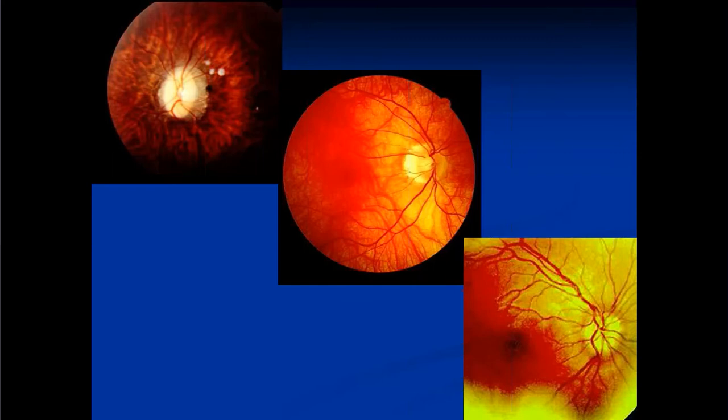So this is, you can see in the upper one, there is traction or crescent at the optic disc, and there is Fuchs bleeding in the lower one.